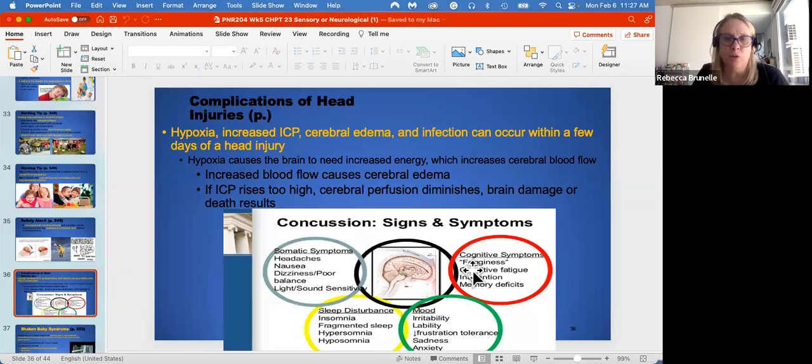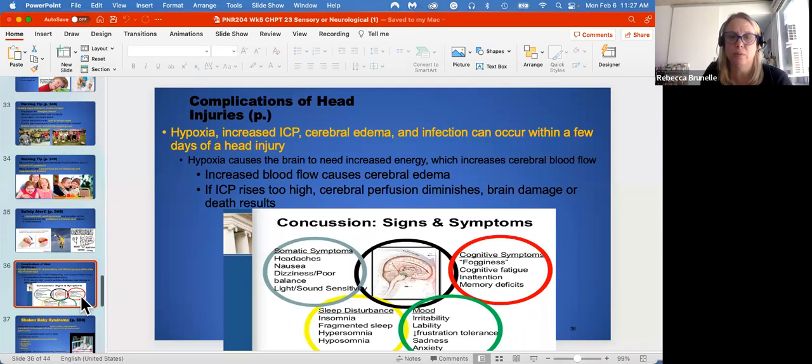This slide goes over basic signs and symptoms of concussion. One of the main things you need to remember is you don't always see the problems with a head injury right away. They can happen after a couple days. So you need to make sure that parents know the signs and symptoms and they're monitoring their child appropriately.